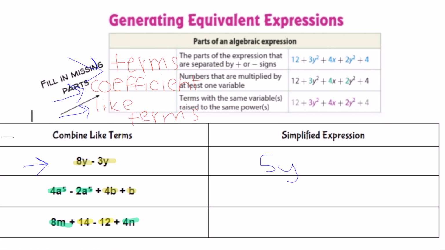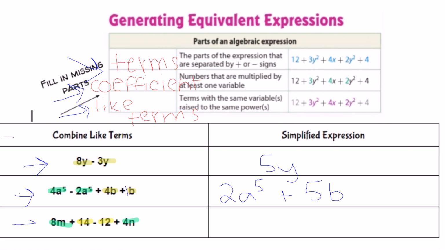On the next example, you have a and you have b as your variables. You have 4 times a to the fifth minus 2 times a to the fifth. So you can combine the two of those. They are both raised to the power of 5, and it's both an a. And then you have 4b plus b, and you can combine both of those because it's both just a b. Let's do the a's first. So 4a to the fifth minus 2a to the fifth would be 2a to the fifth because you're just subtracting 4 minus 2. And then if you look over here, 4b plus b, there's an imaginary 1 in front of that, so it's 4b plus 1b, so you'd be adding 5b.